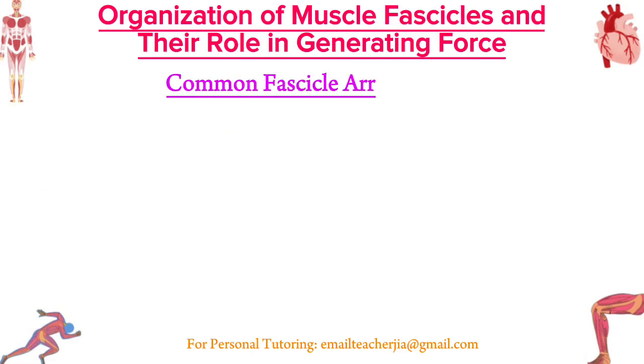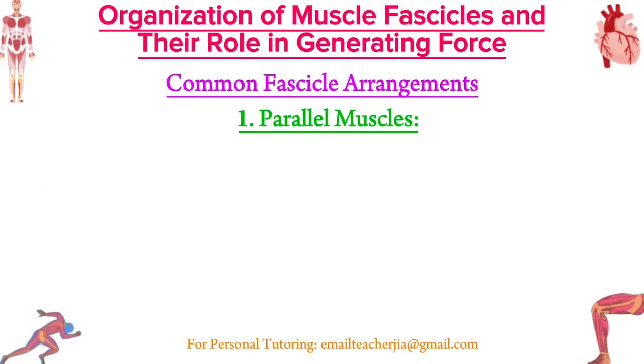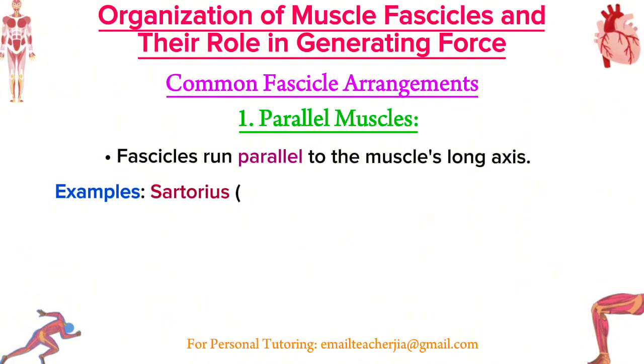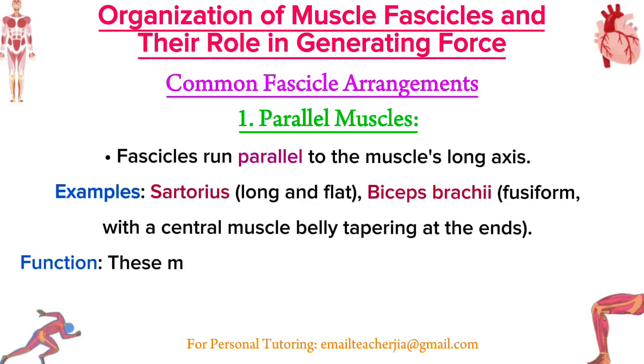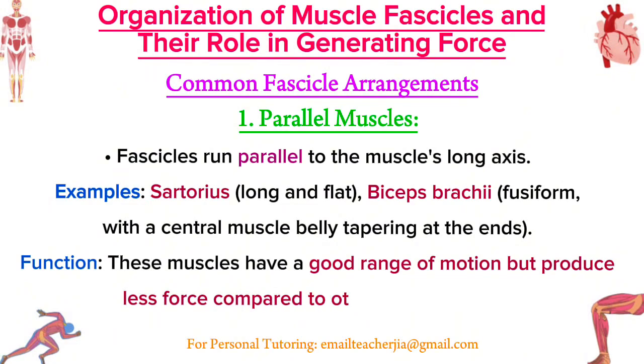So, common fascicle arrangements. The first one is parallel muscles. Here, fascicles run parallel to the muscle's long axis. Examples: sartorius, which is long and flat, and biceps brachii, which is fusiform with a central muscle belly tapering at the ends. So the function of parallel muscles: these muscles have a good range of motion but produce less force compared to other arrangements. So if you see a muscle whereby at the center is a bit wide, then towards the two ends is thin, then that is a parallel muscle.